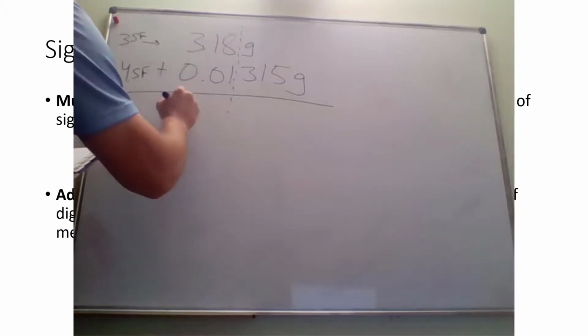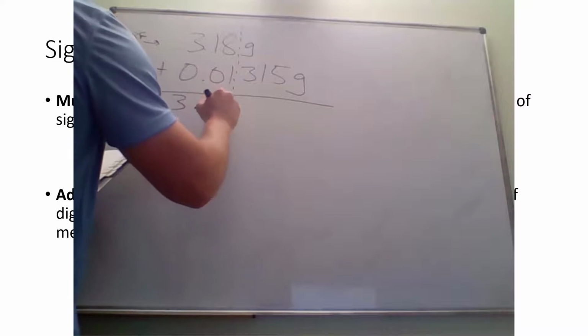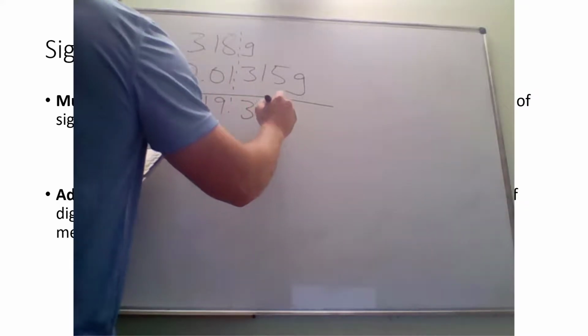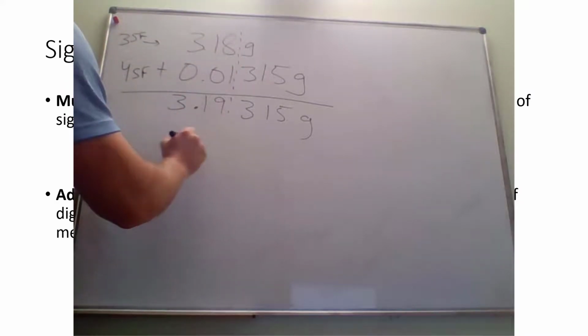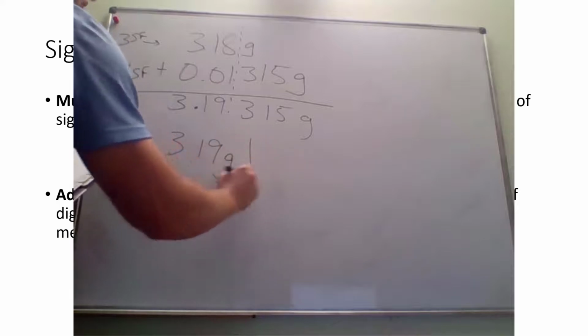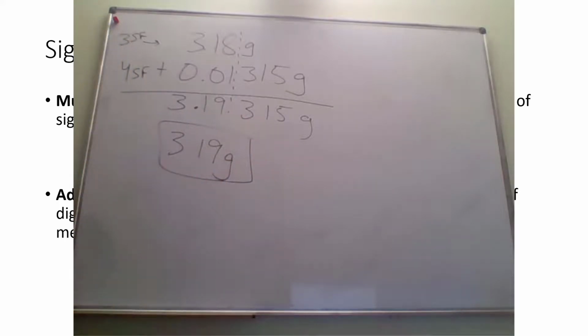So if we plug and chug our math here, we have 3.19315 grams. And so we're only going to include the first 2 decimal places. So our final answer, 3.19 grams. Okay, and that answer there has 3 significant figures.